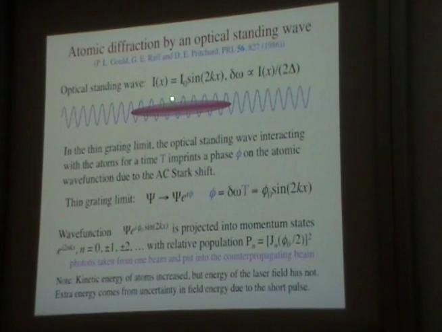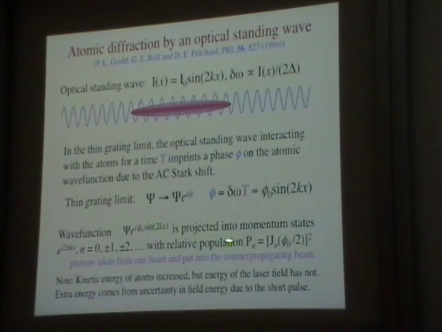So here's an example. For a standing wave, the intensity goes like sine squared of the k vector times x. And this intensity will result in an energy shift on the atoms, and you can imprint that phase shift onto your cloud. So basically, you're taking the initial BEC wave function and writing a phase pattern on it. The phase pattern goes like the energy shift times the amount of time that I apply this pulse. And because I have a sinusoidally varying intensity pattern, the phase that you write is also going to vary in space sinusoidally.